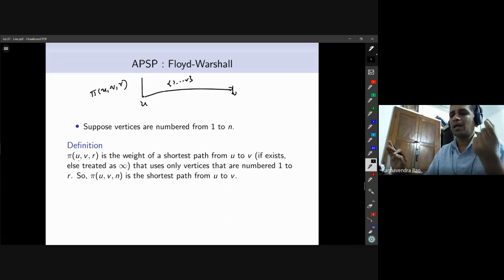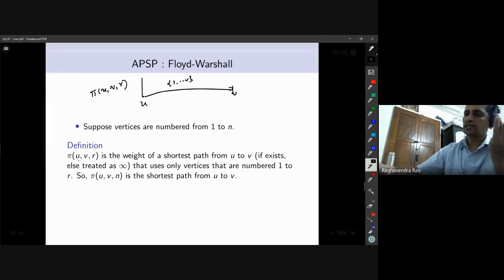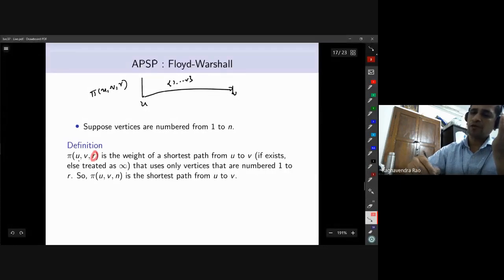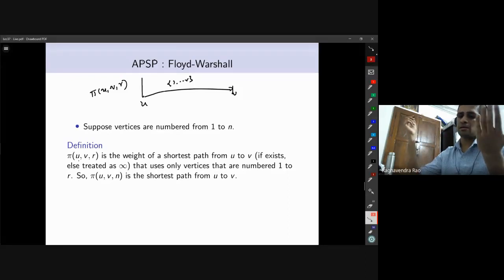Now if you take r as n, that means you are allowed to use any vertex, and what you get is the shortest path. So there is at least one value of r for which we get the shortest path. It could be that if every shortest path uses only say n by 2 edges, then for r equal to n by 2 as well, we'll have shortest paths. But for n, certainly pi u v n will be the shortest path.